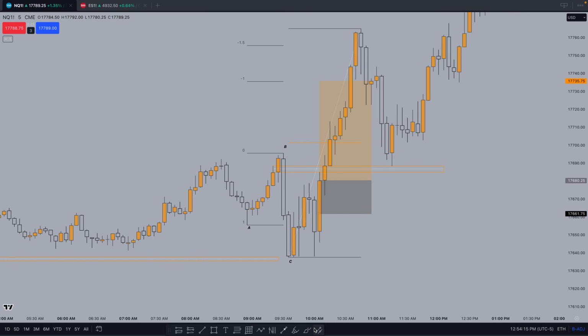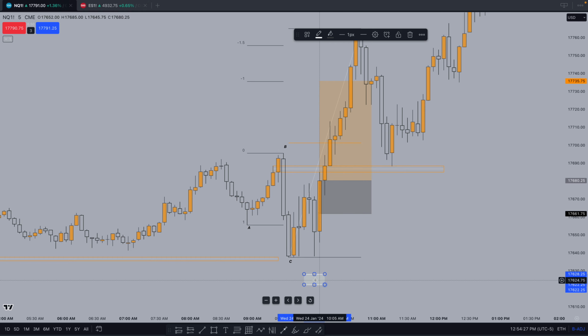Now what am I looking for? Where's our entry? I'm looking to enter 9:50 to 10:10 macro. Well, let's mark out 9:50. Let's mark out 10:10. Boom. And where does our entry occur? Right in that macro. Beautiful. We have the element of time. We have the element of price.